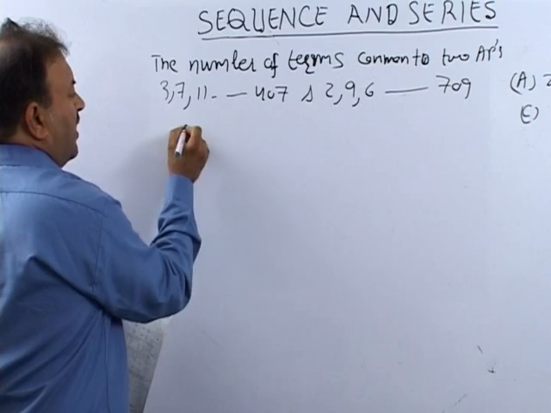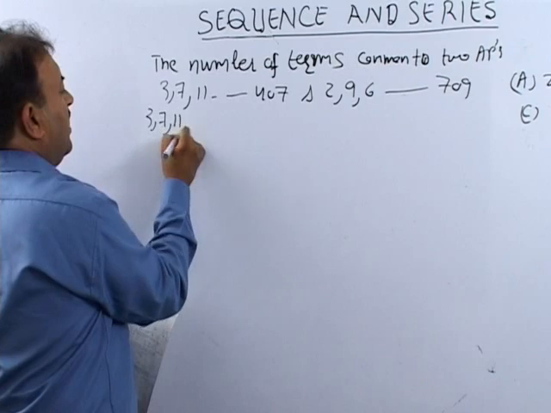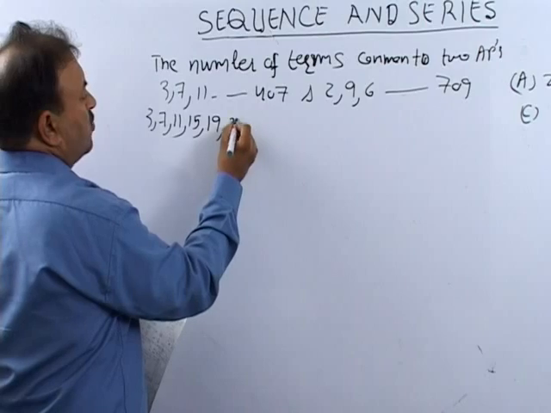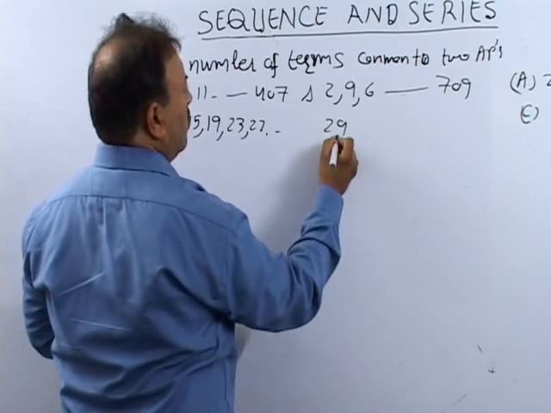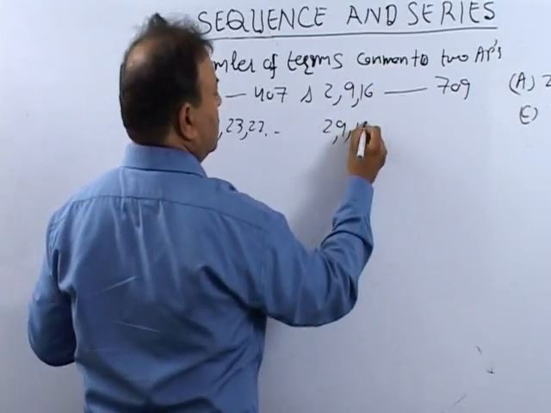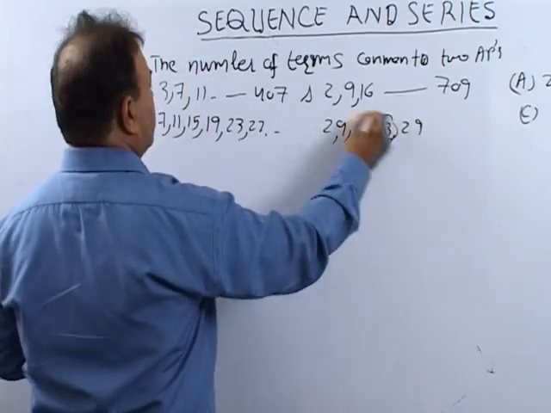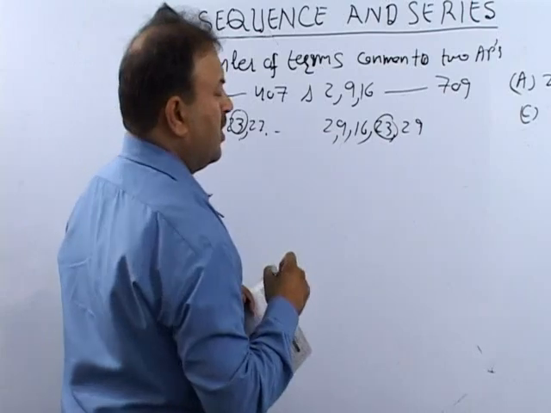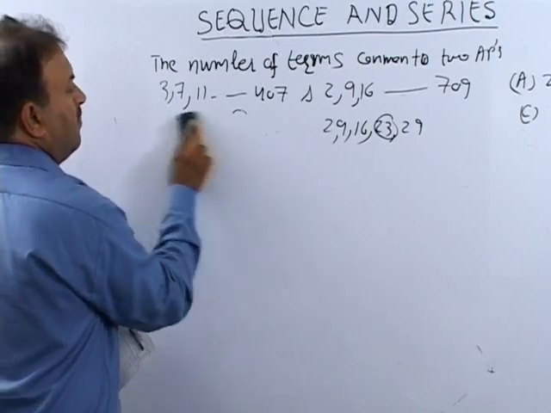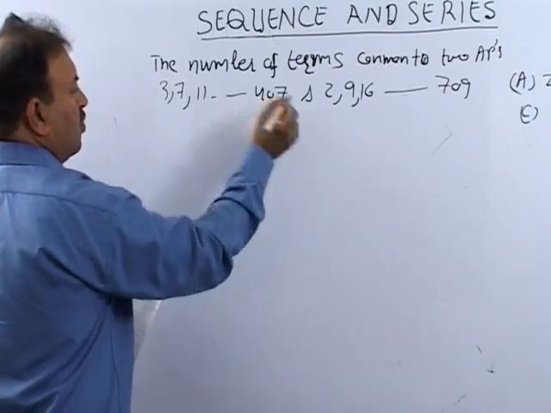The last common term, it comes out, I can write 3, 7, 11 this way, then it comes out 15, then 19, 23, 27. Here 2, 9, 16, then 23 and then 29. So we find that 23 is the first common term. So how many are common like this? For that, we assume the pth term of this is the last and the qth term of this is the last, which is common to both.